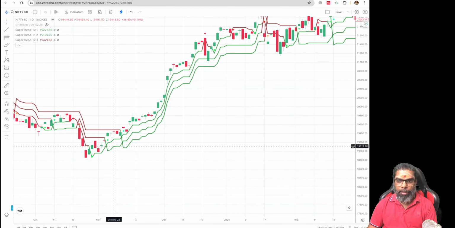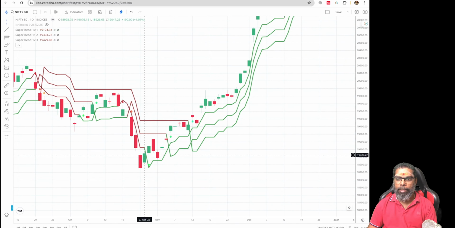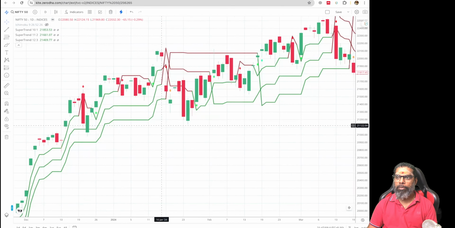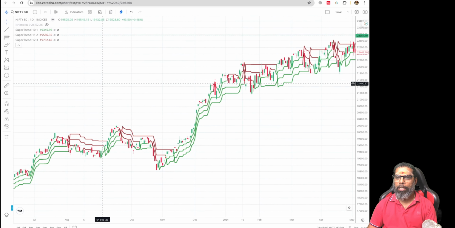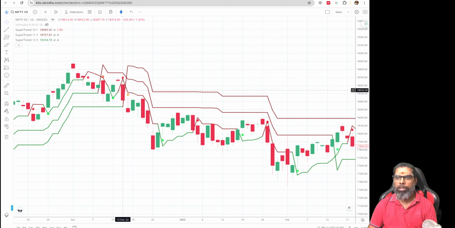Whenever all 3 cross above, it becomes all green, then you enter. So this is the entry point now. You are not entering here or here, you are entering here, right? Similarly for selling, you have to see all 3 red. You have to short here.